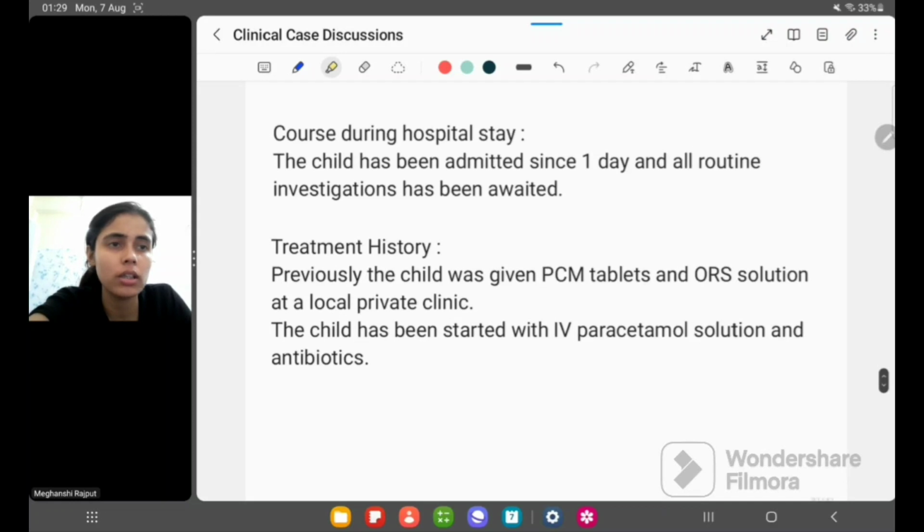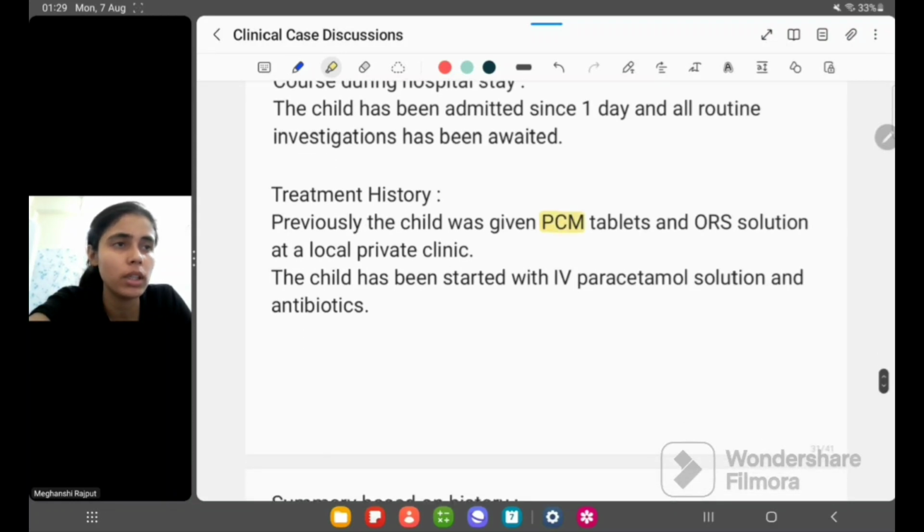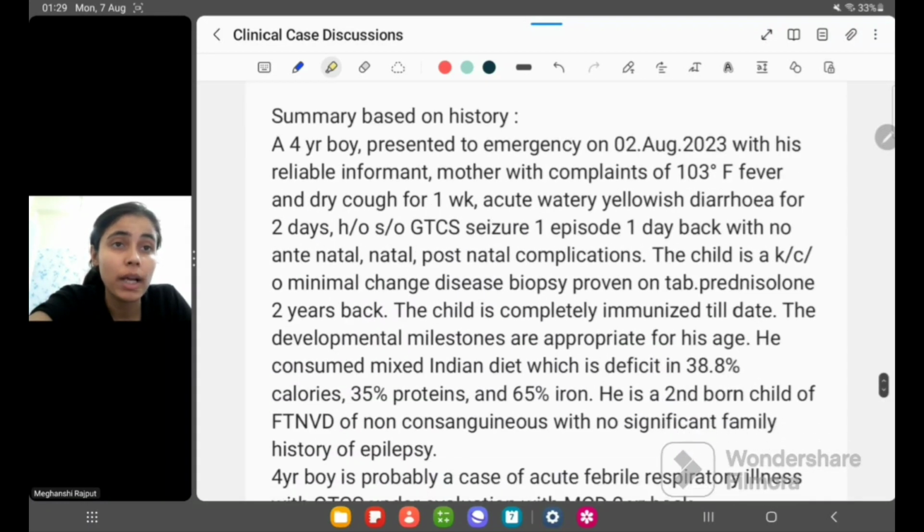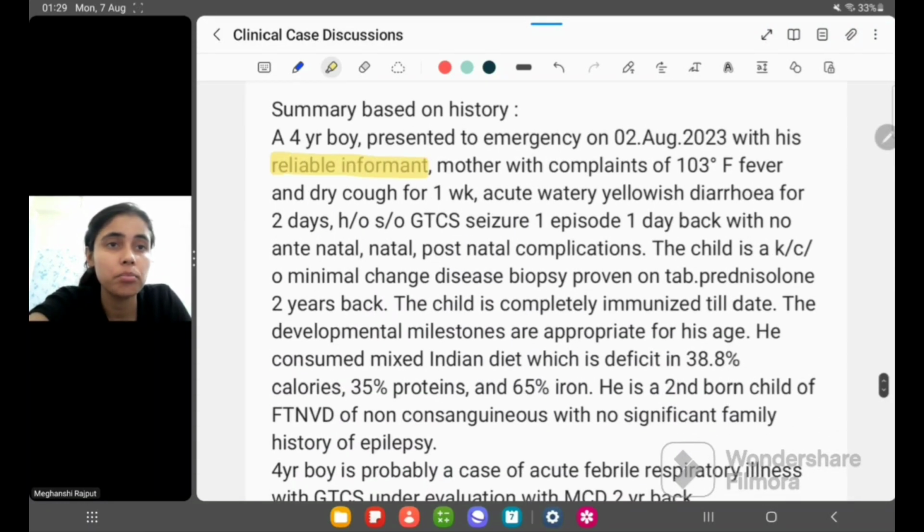And the treatment history: the child has taken PCM tablets over the counter, and ORS solutions, fine. Now he has been put on IV lines. So just summarizing our case, the reliable informant is of importance.